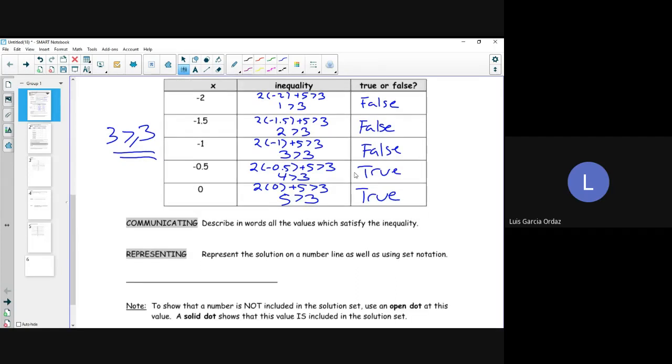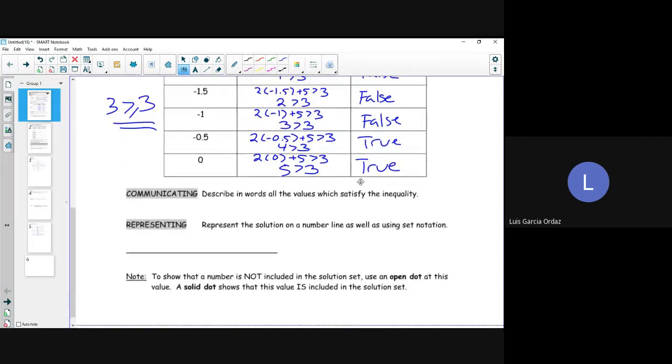So as you can see, this is the tedious way of doing it without any algebra. Okay, so when communicating and describing in words, all the values would satisfy the inequality. The inequality holds true for all x's greater than negative 1.